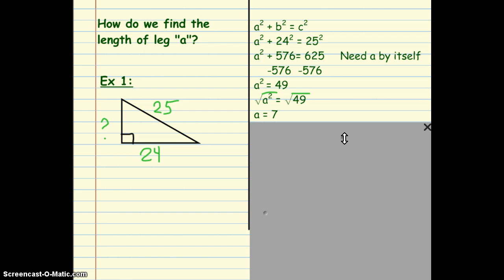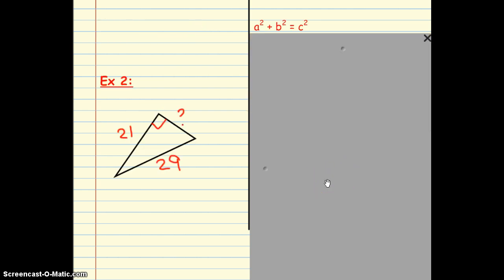So it's very similar to finding length C, but you have to do some subtracting to get the variable by itself. Let's do one more. Why don't you pause the video and see if you can fill this one in and solve it before I go through it with you.